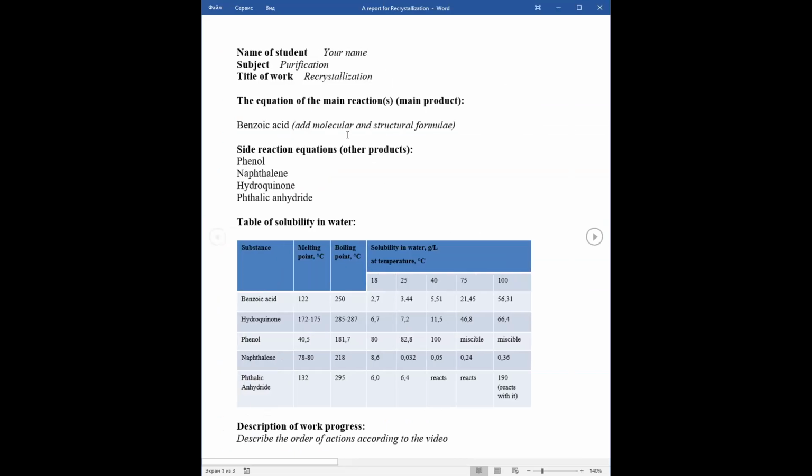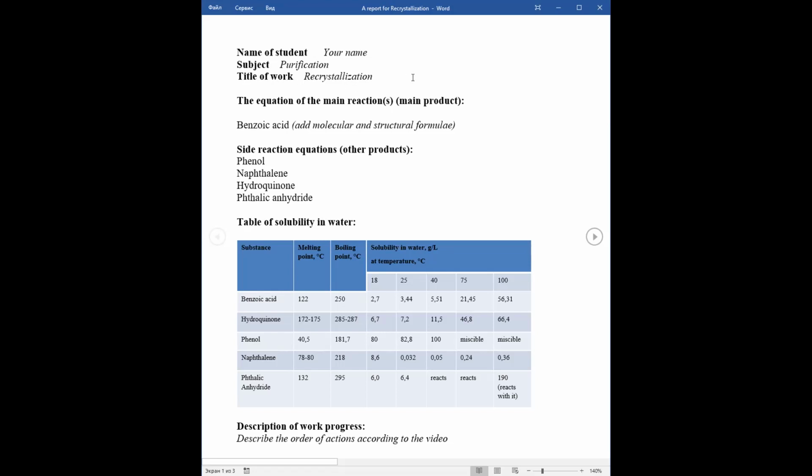So it can be done in any text document, as has been said before. For example, Microsoft Word is perfect. So what should be in your report? The same as in the previous one, as has been seen in the example. First of all should be your name, then subject, and finally the title of work.